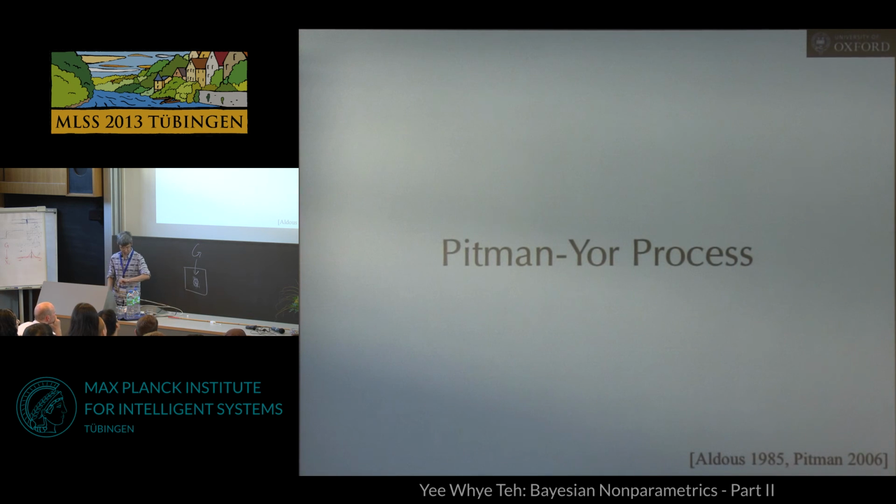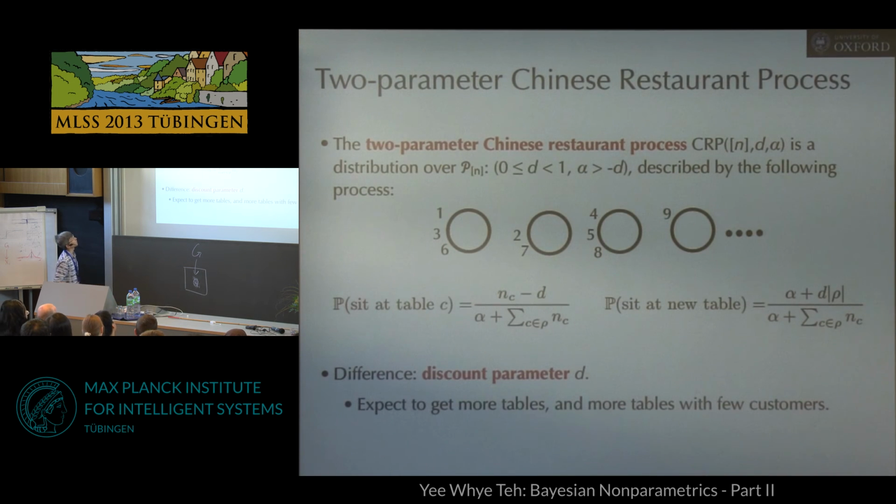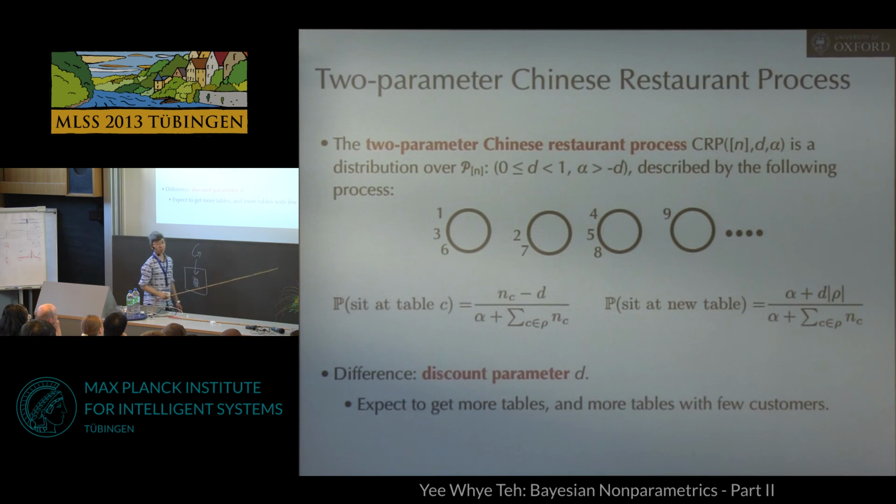The next topic I'd like to talk about is Pitman-Yor processes, which are a generalization of the Dirichlet process that has some very nice power law properties. Going back to the Chinese restaurant process, it's described by a process in which customers come in one at a time and sit around tables with those probabilities, and we get an exchangeable distribution over partitions. There's a very nice generalization called the two-parameter Chinese restaurant process, because there's an additional parameter, d, in addition to the original parameter alpha. The d parameter is between 0 and 1, and alpha is greater than minus d.